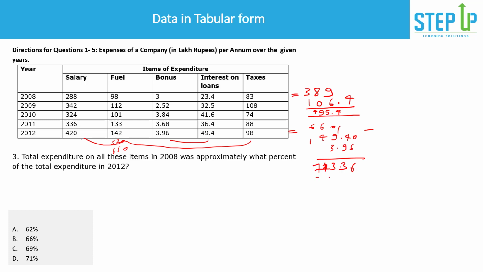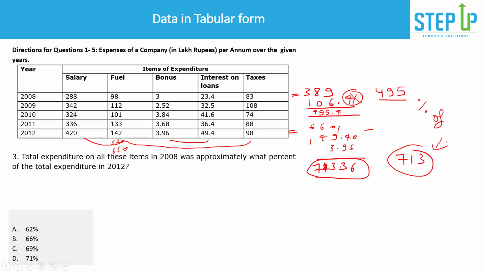So approximately 713. Now do I need to add this much is the big question that you should ask yourself, because he's saying this is approximately what percentage of this number. That means I can easily ignore this, right? So we can say this is around 495 and this is around 713. He's saying this is what percentage of this number. Now would you want to do 495.4 upon 713.36? No, that will take forever. So we want to save our time.